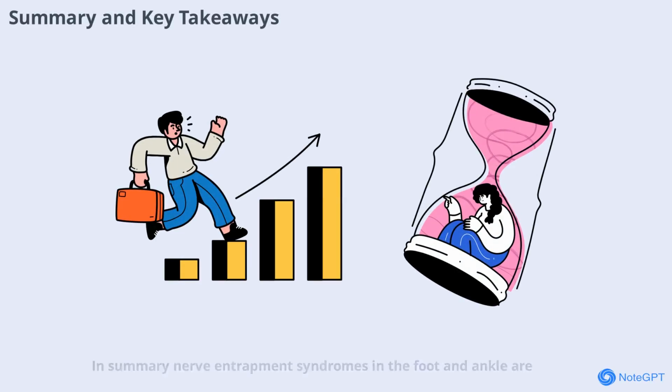In summary, nerve entrapment syndromes in the foot and ankle are complex conditions that require careful evaluation and tailored management. Early recognition, accurate diagnosis, and timely intervention are essential to prevent permanent nerve damage and improve patient outcomes. Conservative treatments are often effective, but surgery may be needed in refractory cases. Understanding the causes, clinical signs, and treatment options empowers both patients and healthcare providers to achieve the best possible results.